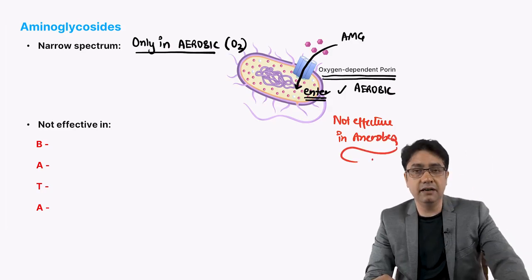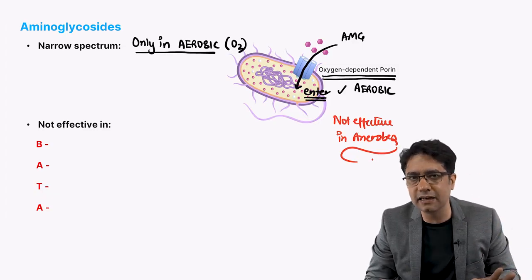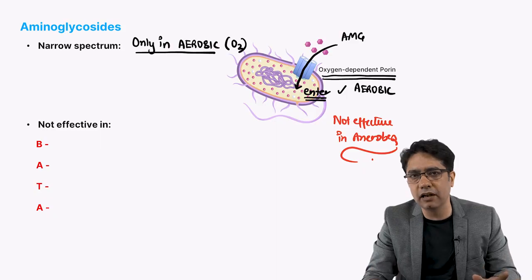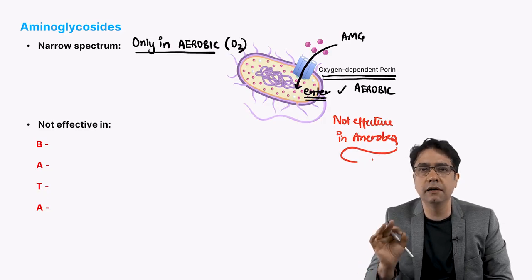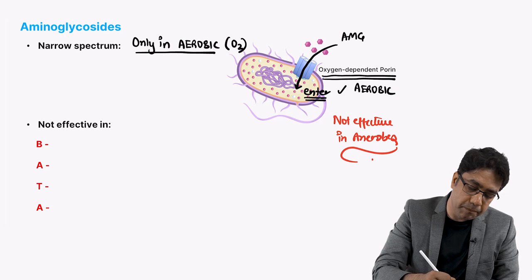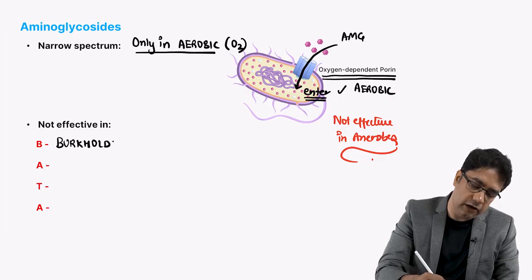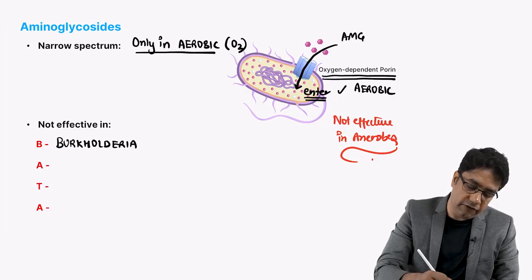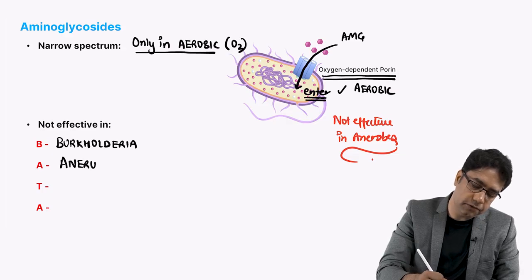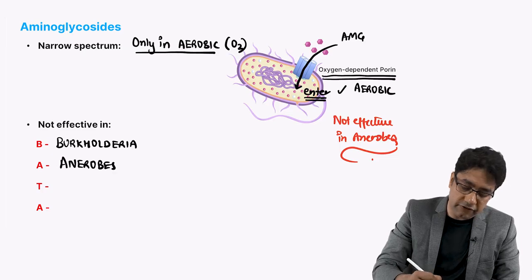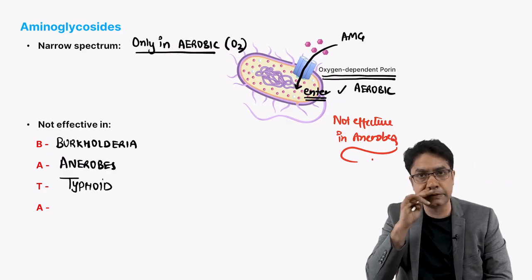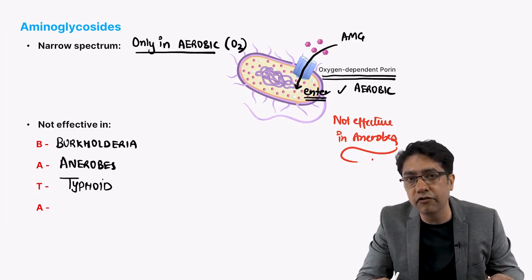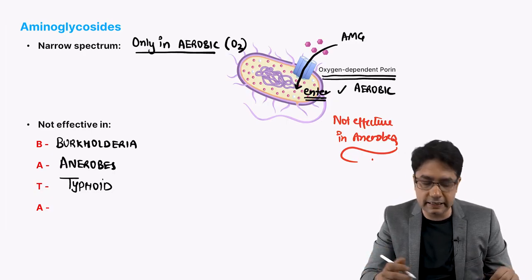So keeping this thing in mind, let's talk about 4 bacteria against which any aminoglycoside is not effective. They are inherently resistant. Remember a mnemonic? BATA. B for Burkholderia. Aminoglycosides are not effective in Burkholderia. They are also not effective in anaerobic bacteria, anaerobes. They are not effective in typhoid, Salmonella typhi. So question comes, can we give amikacin for typhoid? You will say, sir, no, it is inherently resistant.